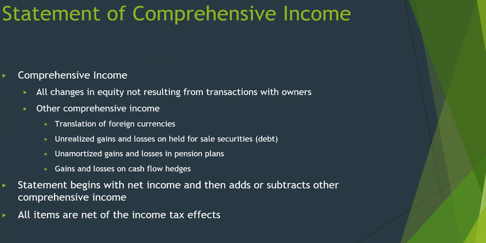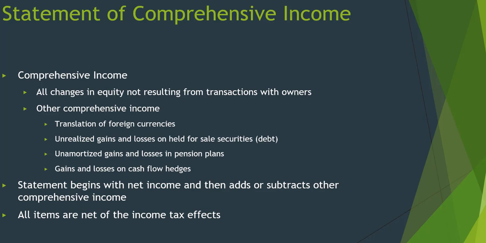Now, the new statement, the one that didn't come up in Accounting 101, was added about 10 or 11 years ago, is a statement of comprehensive income. Comprehensive income is defined as all changes in equity not resulting from transactions with owners. So it's a broader measure than net income.